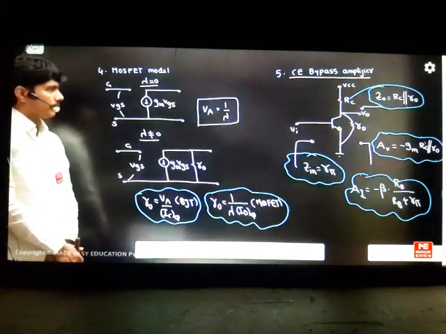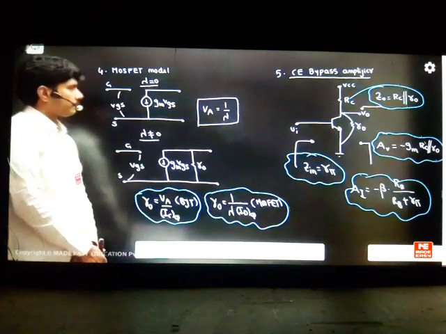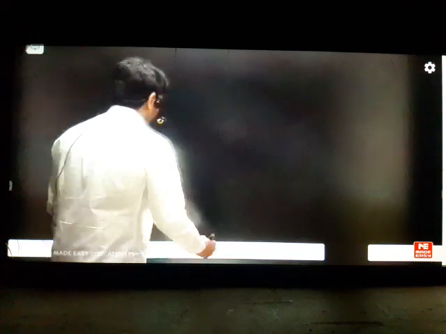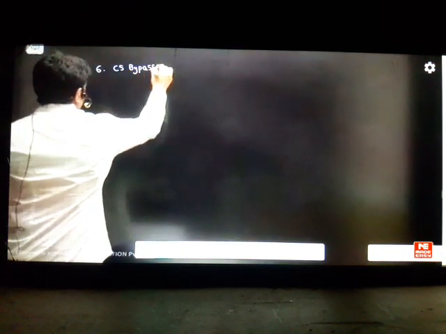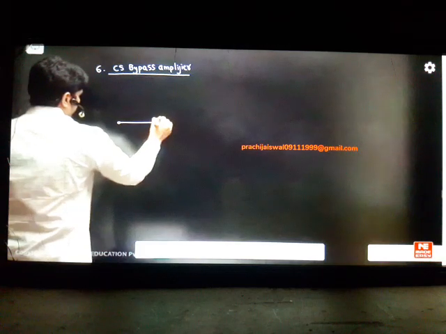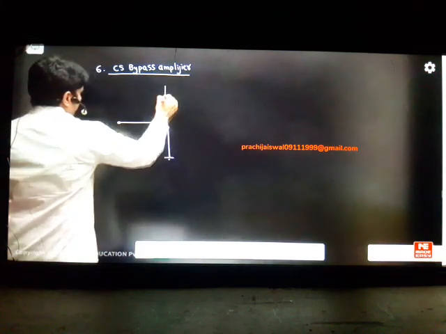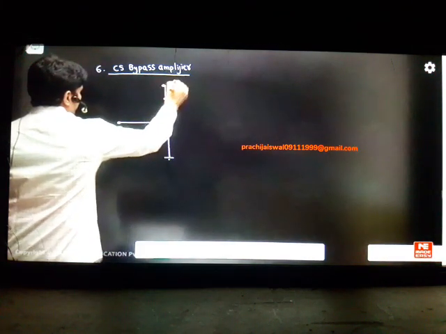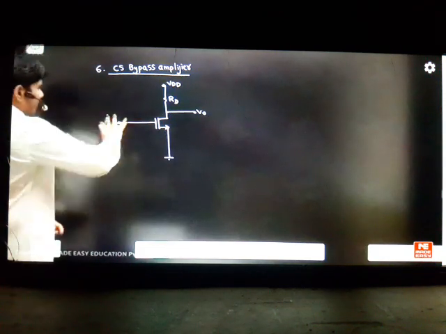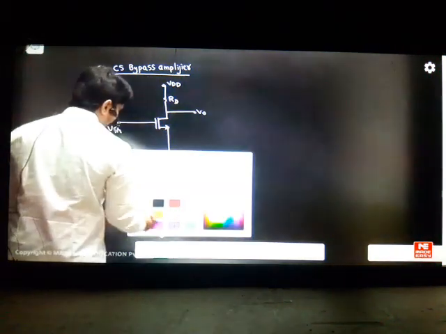So 6th point, we'll go for common source bypass amplifier. If you are going for common source bypass amplifier, the diagram looks like this. If you take a symmetric diagram like this, without taking all biasings, all the stories, if you take a rough diagram like this, you can visualize the answers. Comfortably you can write the answers.